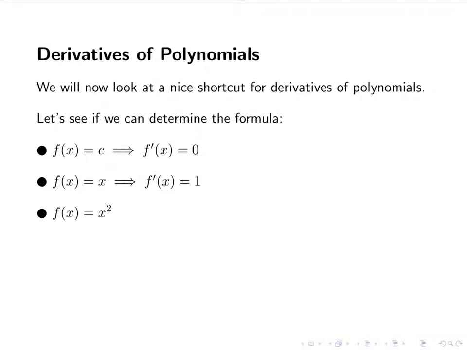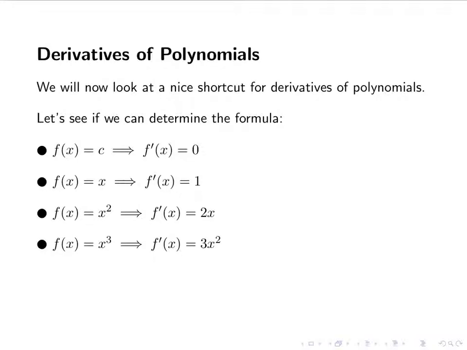The next one is f of x equals x squared. We've done this one a couple times, so it shouldn't come as a surprise that the derivative is 2x. The last one we're going to look at is f of x equals x cubed. We can do this one out using the limit definition, and if we do, we get that f prime is 3x squared. So if we look at this pattern, pause it for a second and see if you can figure out what it is.